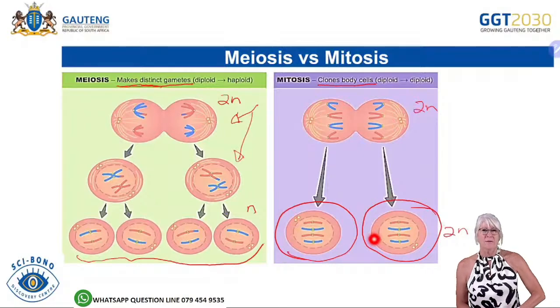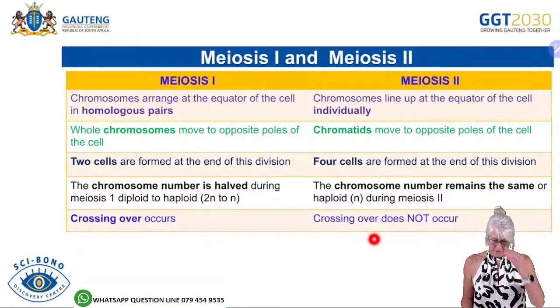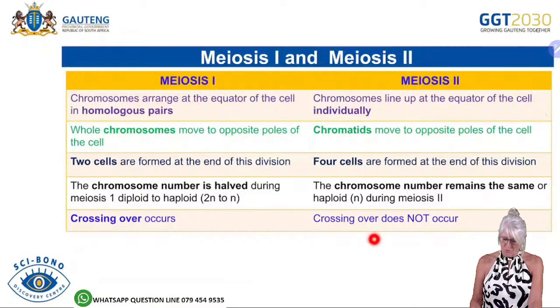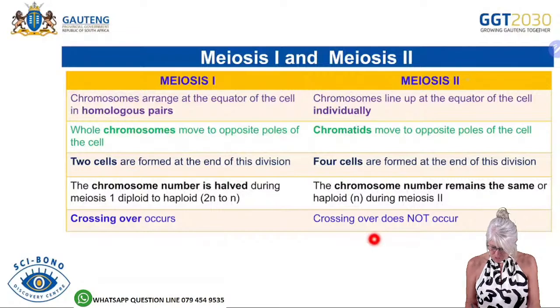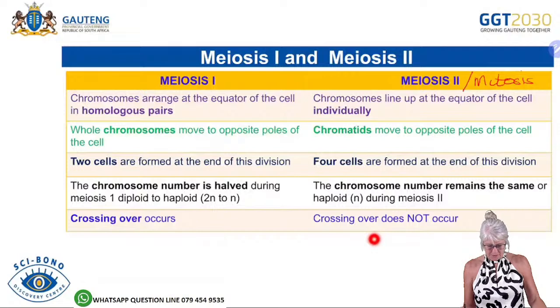There are others if we go into more detail, but what we usually do is compare meiosis 1 and meiosis 2. Because if you look at the process of meiosis 2, it's very similar to mitosis. So here we're going to have a look at the differences between meiosis 1 and meiosis 2. But remember, meiosis 2 could just as well be mitosis. What happens in meiosis 2 is the same as what is happening in mitosis.